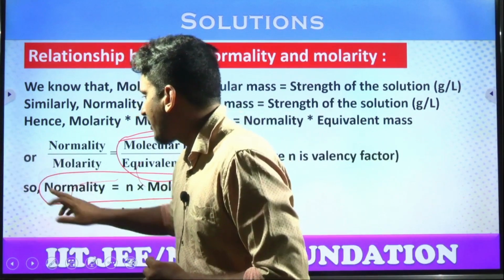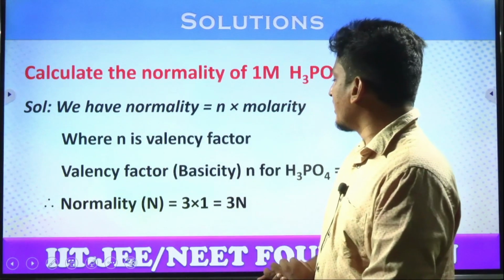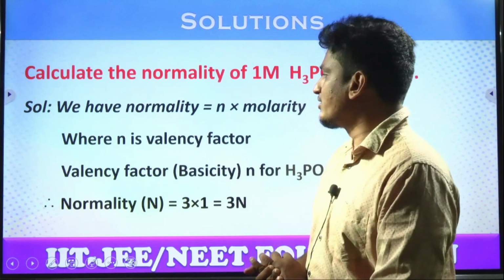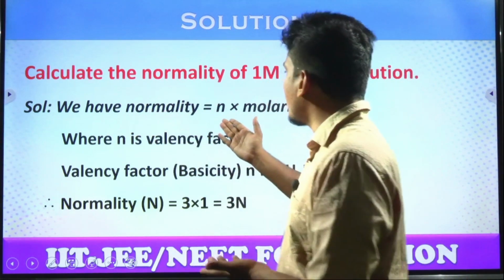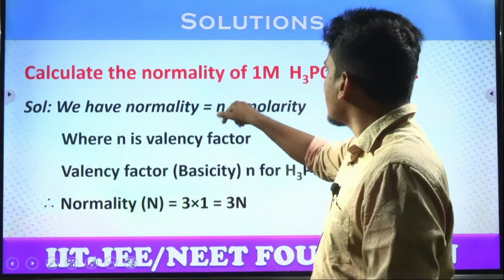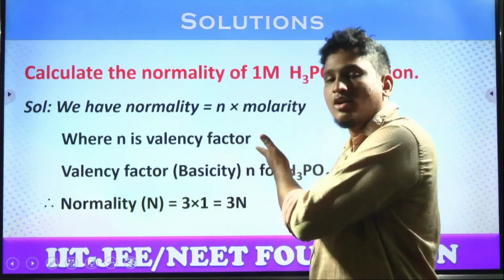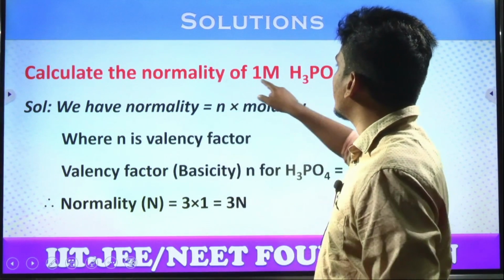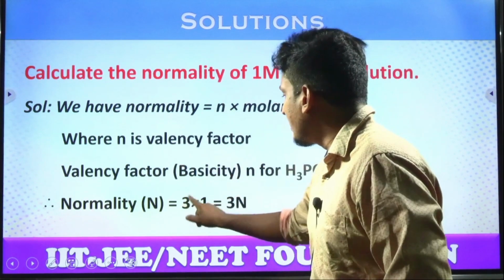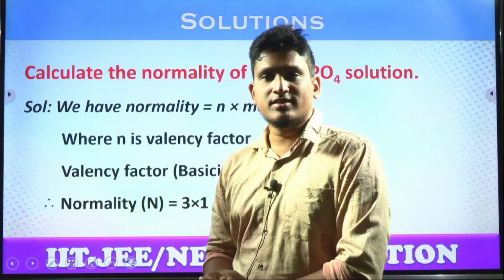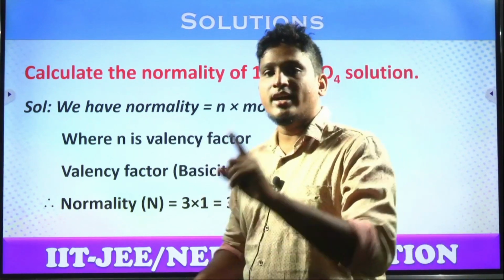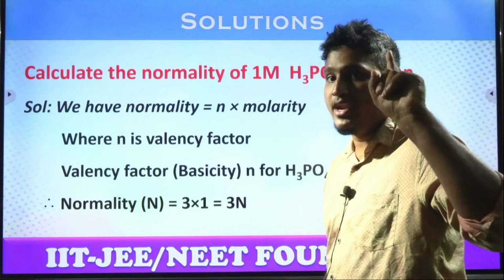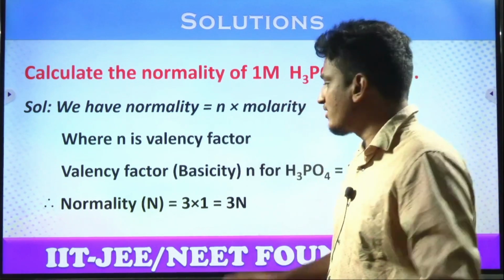Next, calculate the normality of 1 molar H3PO4, phosphoric acid solution. So what is the formula? Normality equals n into molarity. What is the n factor for phosphoric acid? How many H+ ions can it release? 3 H+ ions, correct? So n factor is 3. And how much is the molarity? 1 molar. So 3 into 1. So what is the normality? 3 normal. That's it. Here molarity is 1, but the valency factor is 3, so that's why normality is 3. Is the relation clear, students?